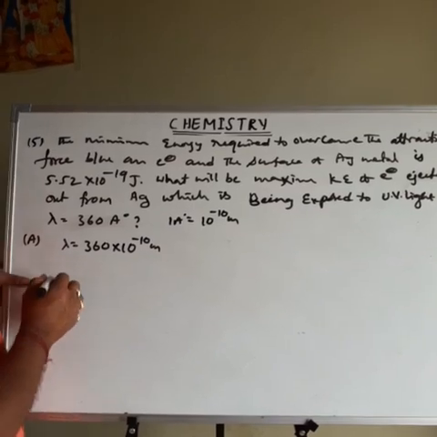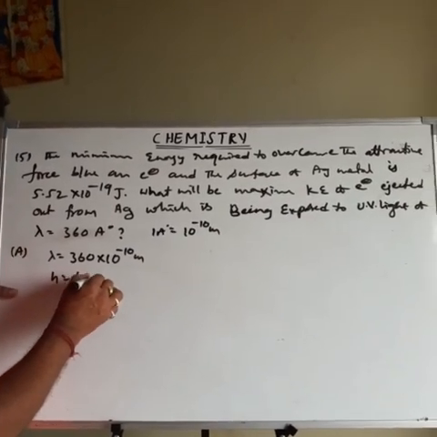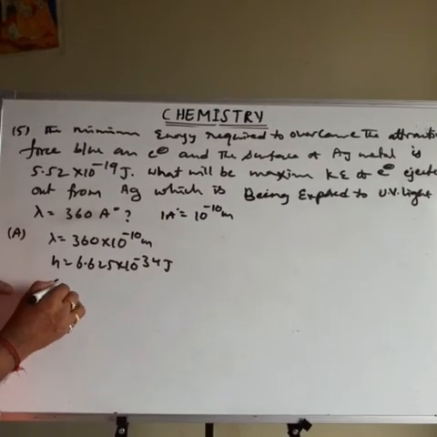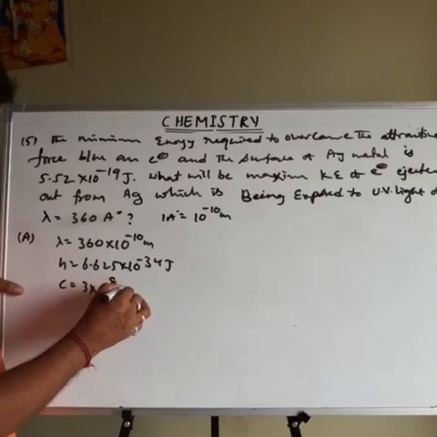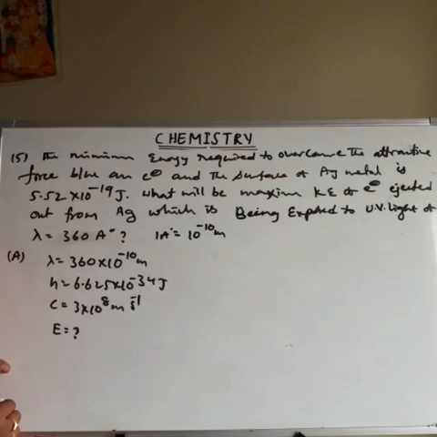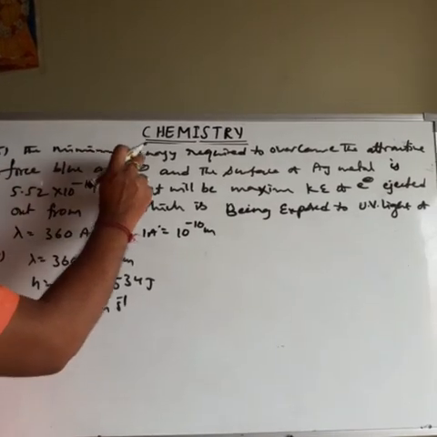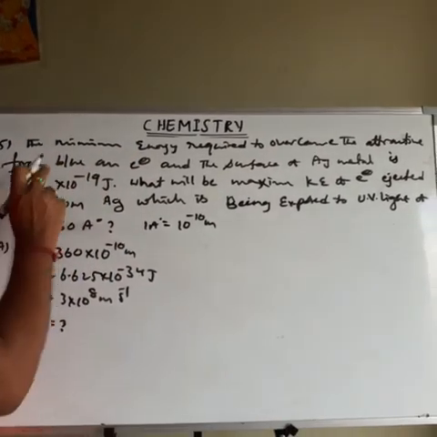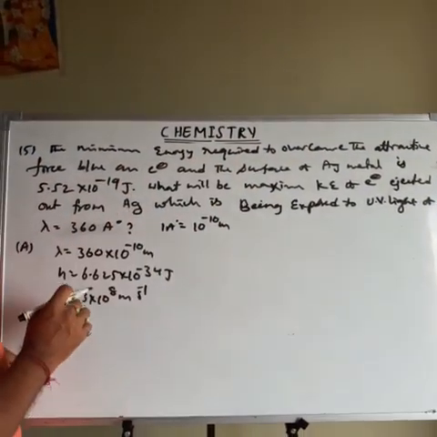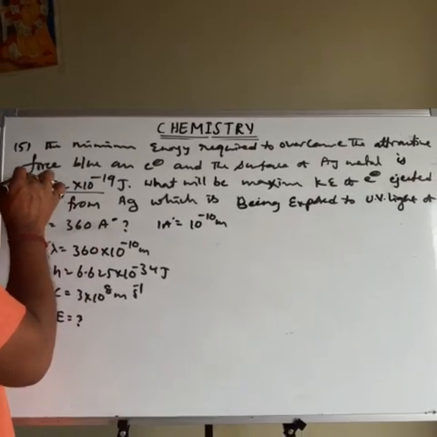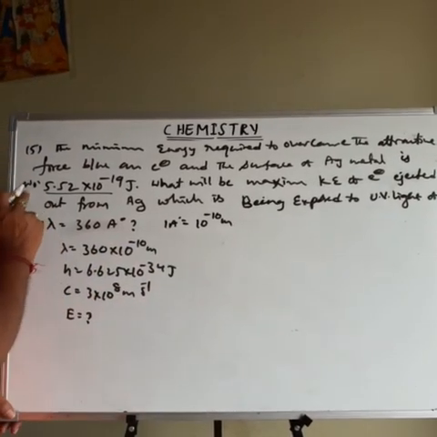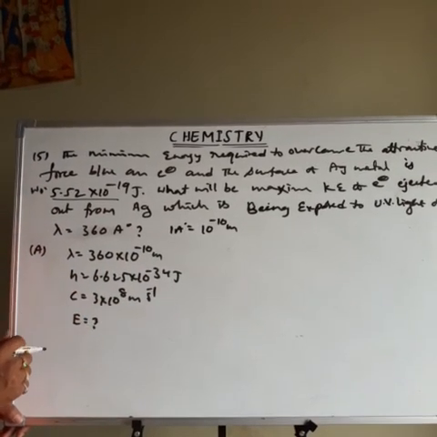The next one is h value, 6.65 into 10 power minus 34 joule second. C value 3 into 10 power 8 meter second inverse. Then we have to find out the energy first. So this is minimum energy. Minimum energy means that is work function. Remember that point. The minimum energy required to overcome the attraction force between electron and a metal atom, that is work function, W naught value. Remember that point. This is not energy, that minimum energy means work function. I told the definition already. Then first you find out the energy.